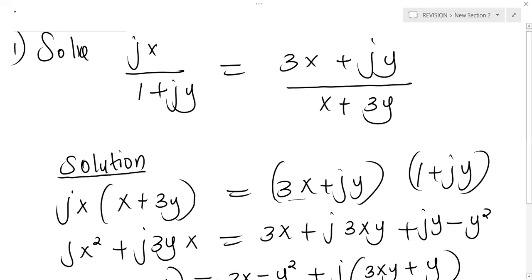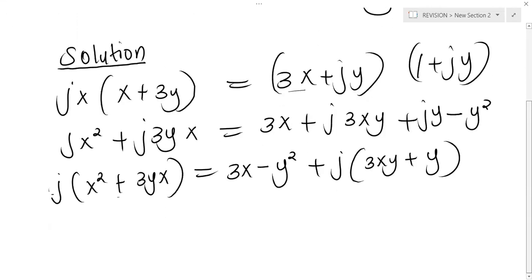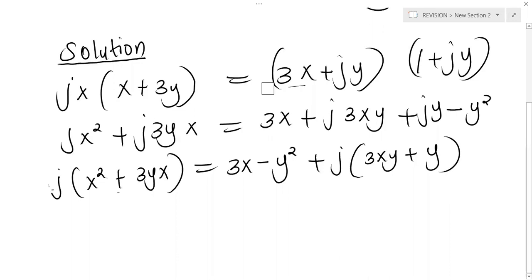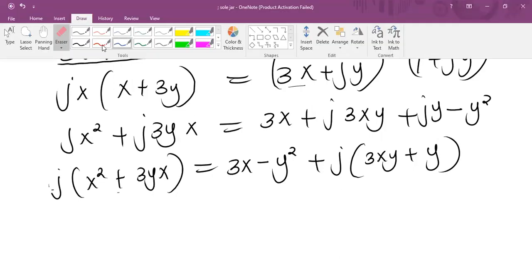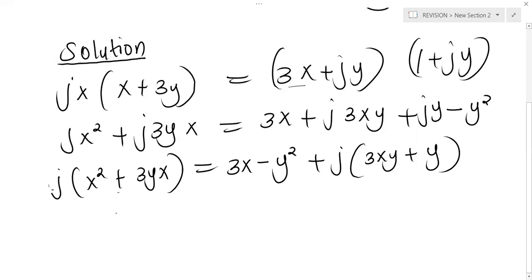Now, after that, let's group so that we see the real parts and the imaginary part. So on this side of the equation, if you take out j, you will clearly see that we have x squared plus 3yx remaining. And on this other part, let's take the real part. So this part and this part without the j, those are the real parts of this equation. And then these other parts have j. So if you factor out j, you'll have 3xy plus y.